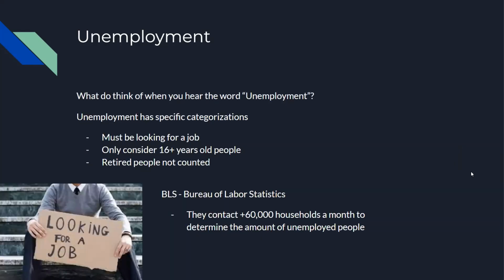So the Bureau of Labor Statistics contacts over 60,000 households a month to determine the amount of unemployed people. Basically, they just call people and say, hey, are you employed? Is your family employed? How many people in your family are unemployed? And then they take the average of that and apply it to the whole nation. So every year they do this, and basically they just provide the numbers for the entire nation.